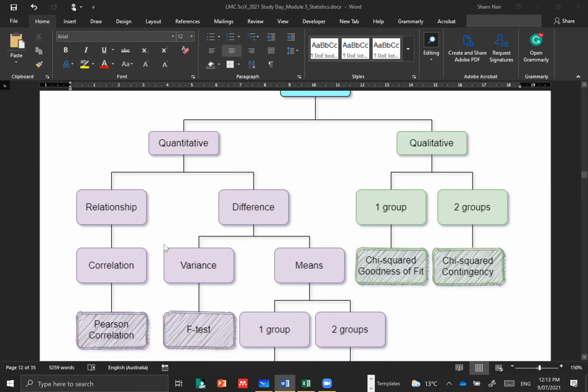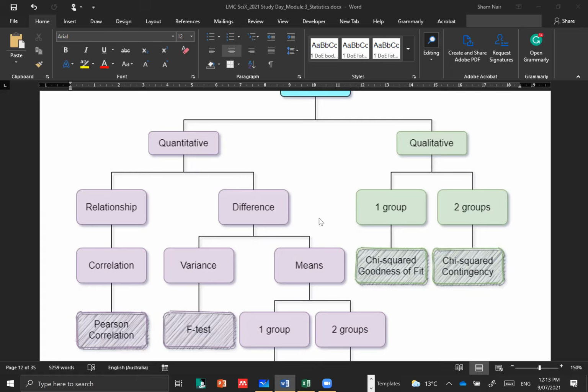Now we come to this side on the left, the purple. We have the quantitative data. Once you have the quantitative data, and you might remember me mentioning earlier on, there are two things we can do. One is to establish relationships, the relationship between two variables, and that's only one test described in the syllabus, which is the Pearson correlation.